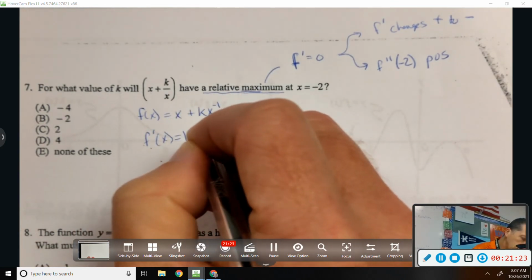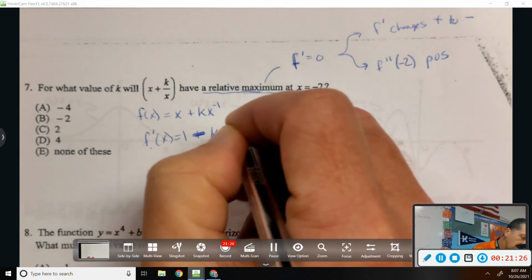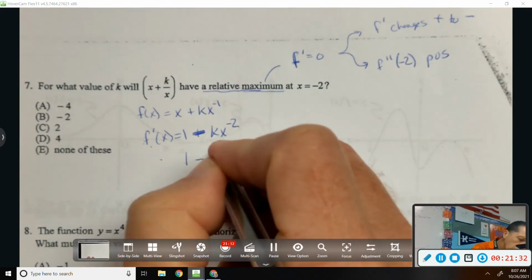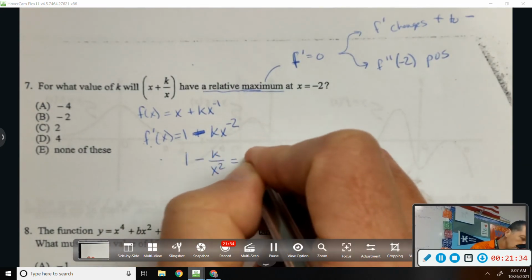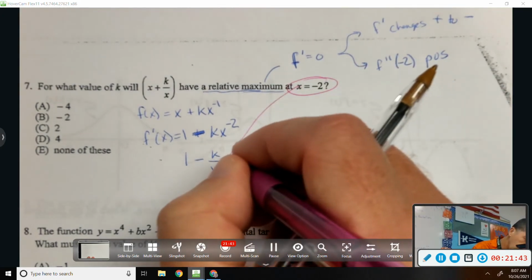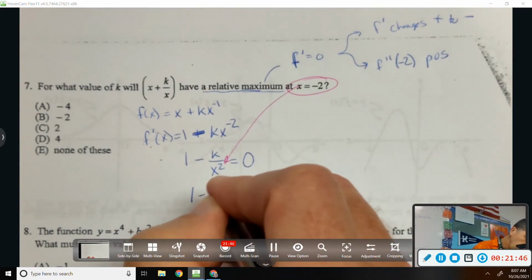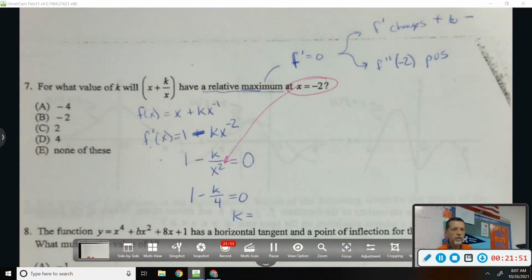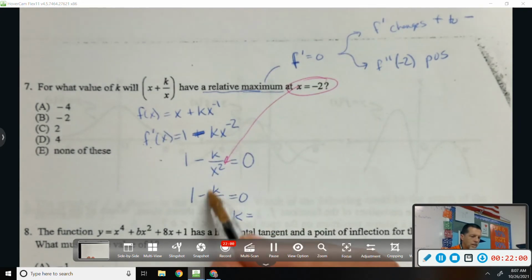1 minus k x to the -2, because the -1 came down. So 1 minus k over x squared equals 0. But x is -2, so I can plug -2 in for x. So 1 minus k over 4 equals 0. So k would have to be, again, you could do some algebra on that, or hopefully you could just look at it and say, well, this fraction would need to be 1, so k would need to be 4.